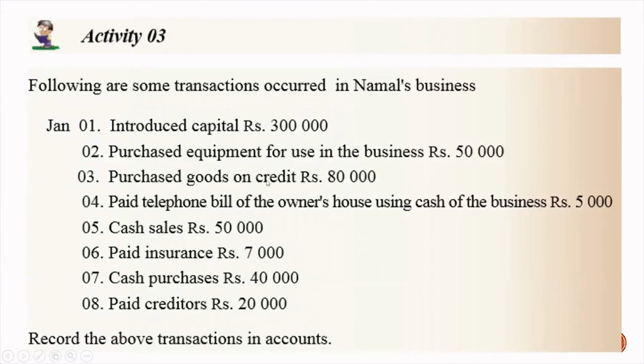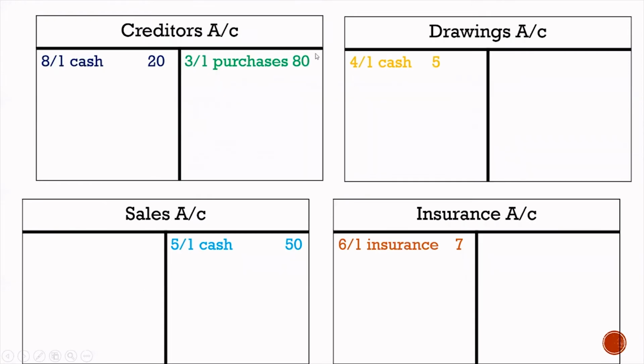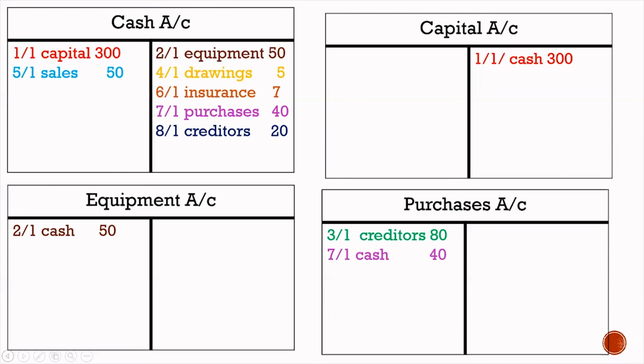Next one, purchased goods on credit worth 80,000. So we are taking on credit, no impact to the cash. Purchases account, we write the creditor and 80,000. And on the creditor's account, we write, since it is an increase in credit, the respective account name and 80,000. So there's a double entry there as well. So if you're always sticking to double entries in transaction by transaction, you can easily balance your accounts.